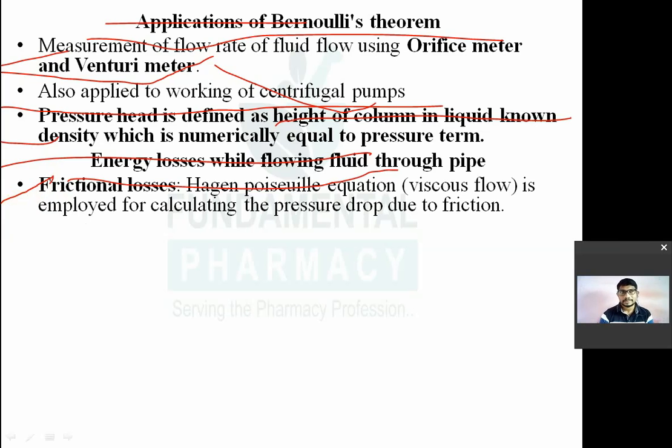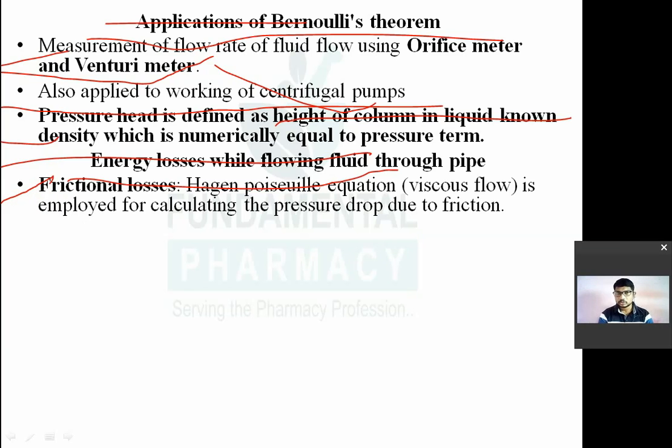That energy will be converted into heat energy. That is nothing but the frictional loss. Okay, so in that also, if you want to read more, you can read from books. But what is important? Types of losses is important, and the Hagen-Poiseuille equation. The Hagen-Poiseuille equation is used for calculating the pressure drop due to friction.